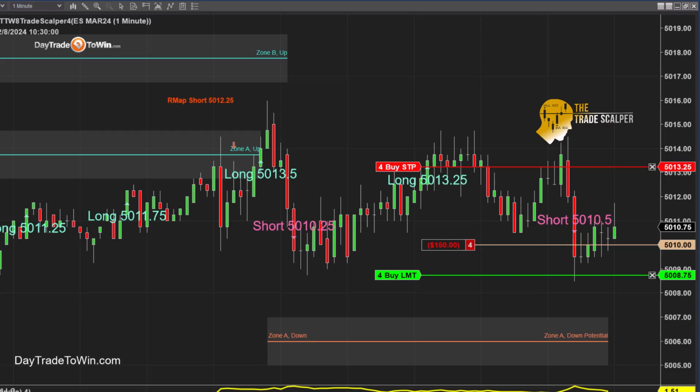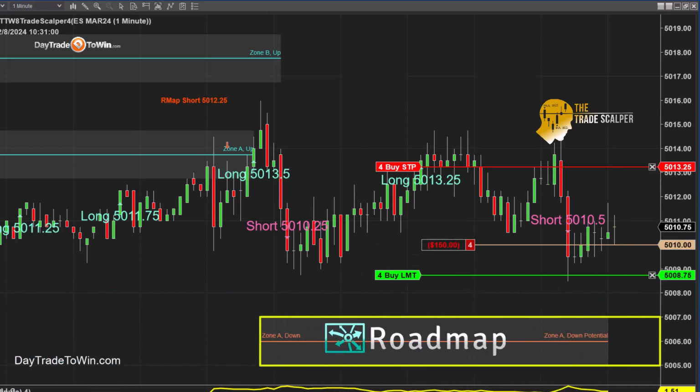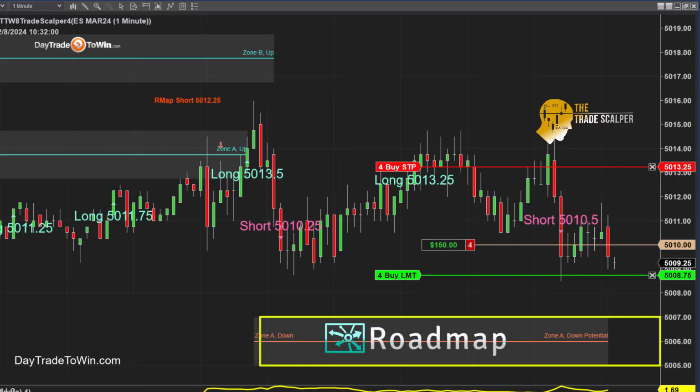So as the market begins to move, my goal is to see it go down, leading me down to the roadmap. So the roadmap is going to be the goal. That's the very specific area where the market wants to lead to, like a magnet. And I'm taking a trade short as it goes down there.